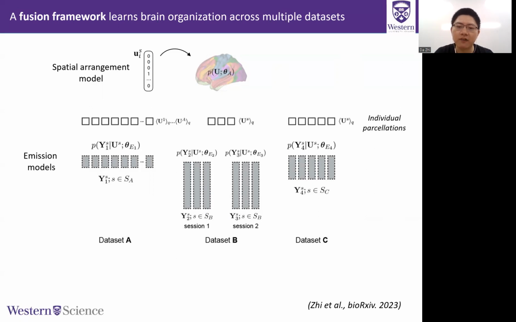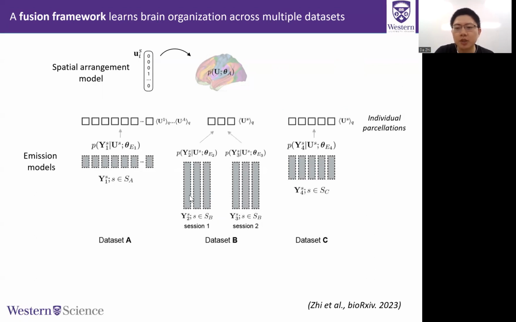And a nice thing of such a structure is that we can handle the within subject variability. For example, if we have multiple imaging sessions in a single fMRI study, like the dataset B here, instead of simply concatenating or averaging the data over the two sessions, we model them separately and really capture the measurement noise.